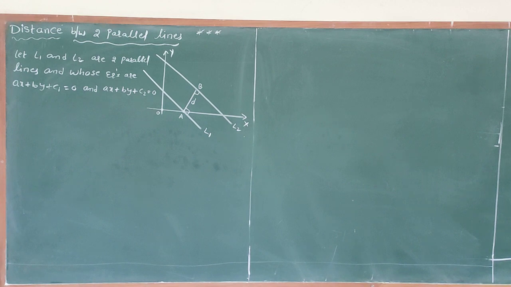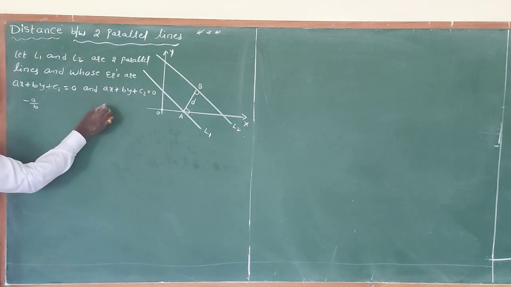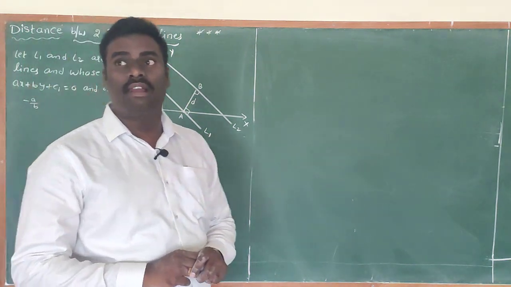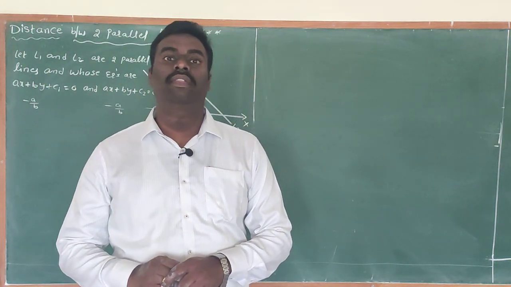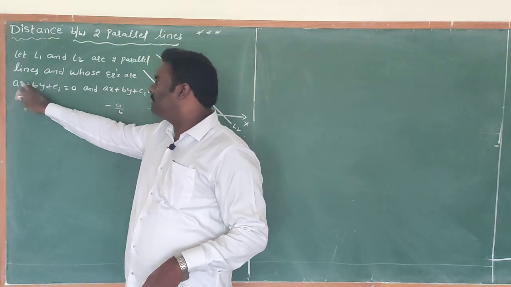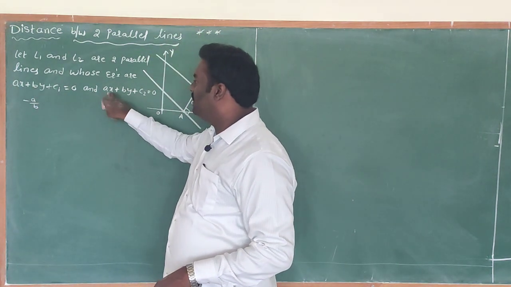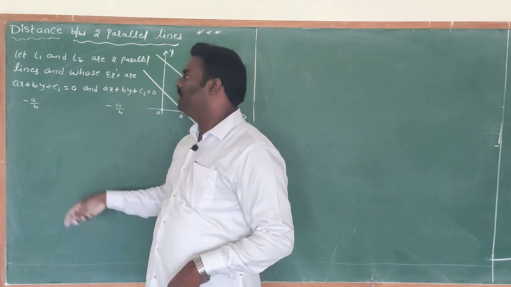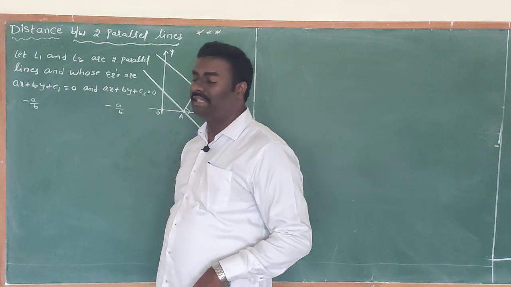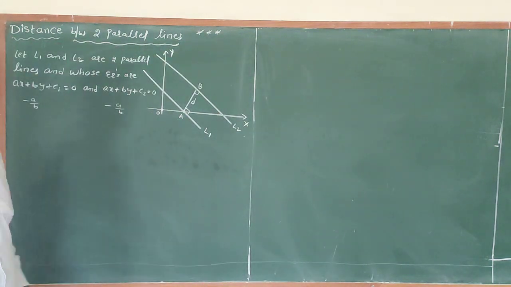You will get doubt why you are taking lines like this, because the slope of this line is minus A by B, the slope of this line is minus A by B. Already we discussed, if the lines are parallel then slopes are equal. That's why I took the lines Ax plus By plus C1, Ax plus By plus C2. If coefficient of x, coefficient of y both are same, then the lines are parallel. Okay, right.